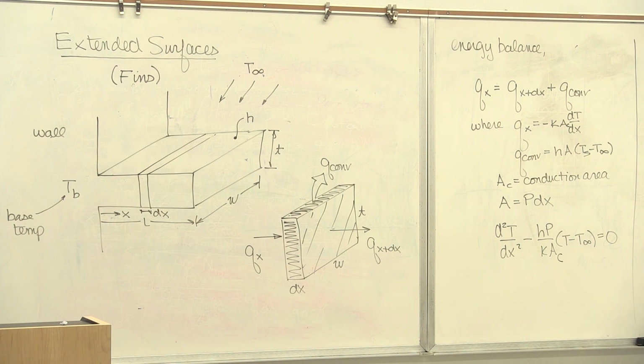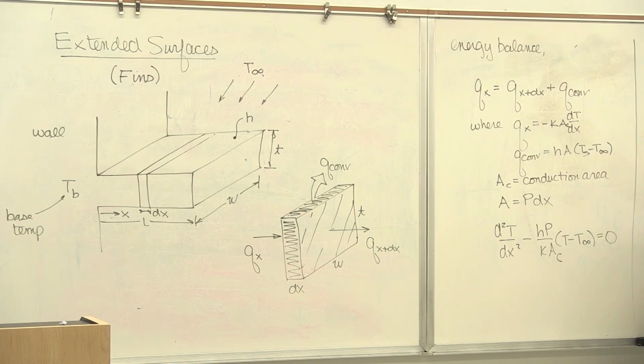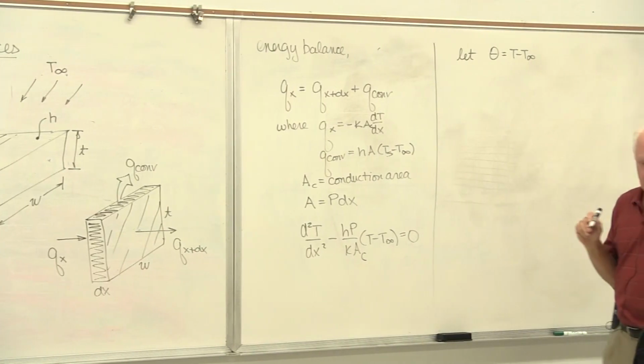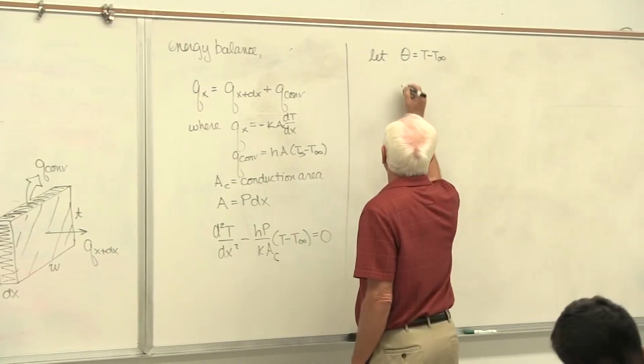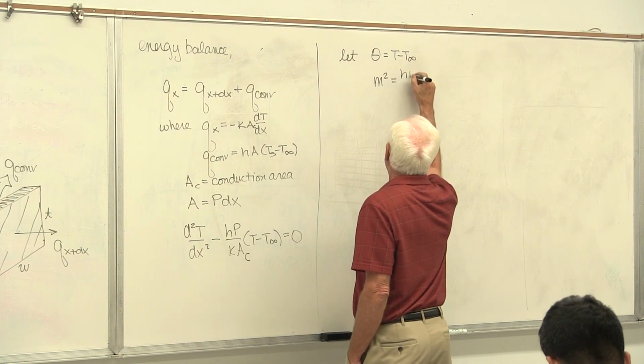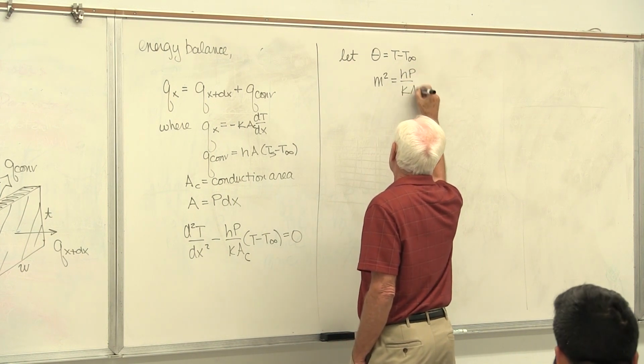That's not cleaned up enough for most math people. They want the equation to look very clean, like it's something they've seen before. So what they do is they do some things to it. They change a variable. They say, you know what? Let's let the new variable theta equal T minus T infinity. Then they say, I'm going to simplify some more. I'm going to let m squared equal the constant hP over kA sub c.